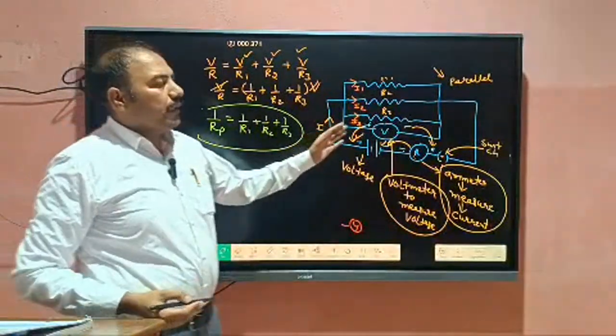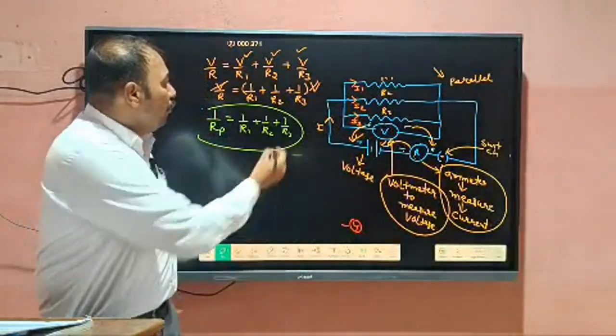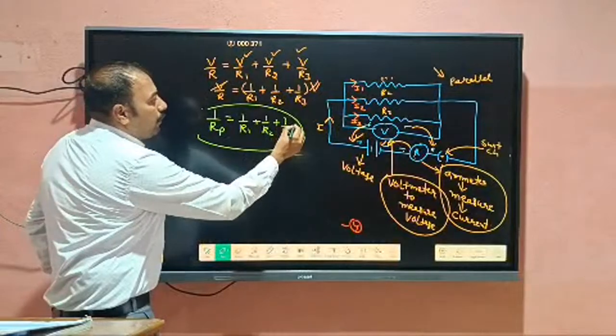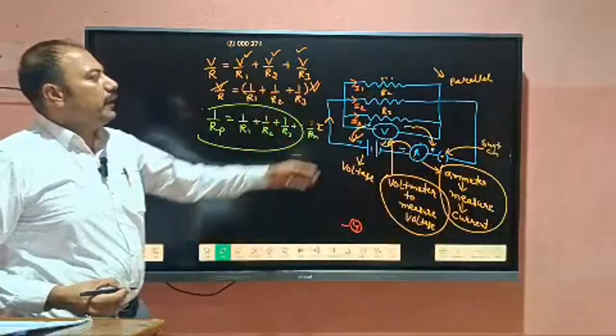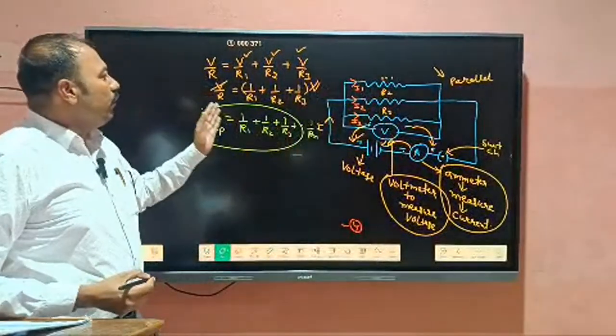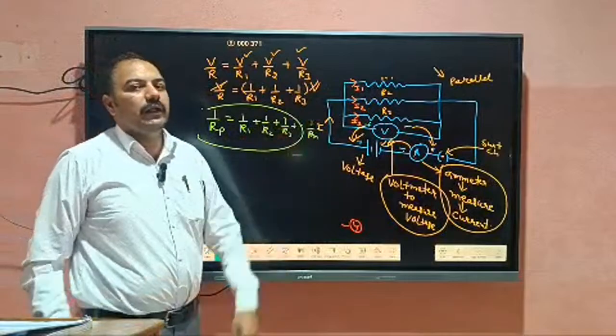Here we only took the example of three resistors. If we connect n number of resistors, we write this plus 1 by Rn. For example, if four resistors are connected, we can write 1 by R1 plus 1 by R2 plus 1 by R3 plus 1 by R4.